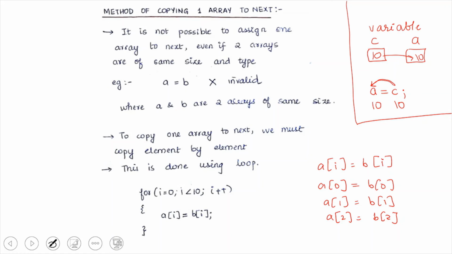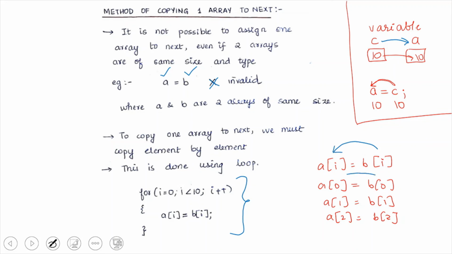Next is a method to copy one array to the next. Like how we copy two variables, for example how we copy the value of C to A, it is not possible to do that in an array. Even though they may have the same size and they may be of the same type, we cannot copy it like A is equal to B. That is not valid. So what we have to do is copy element by element as shown over here. So for that we will use a for loop. So A of i will be equal to B of i. So the value in B is copied to A.